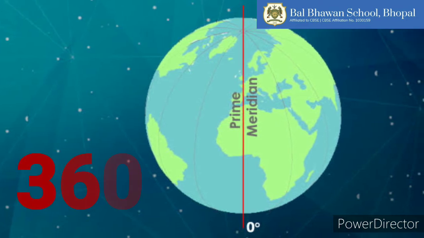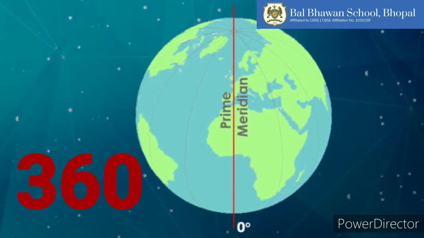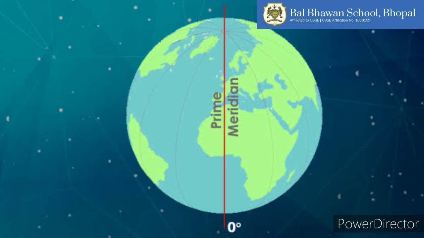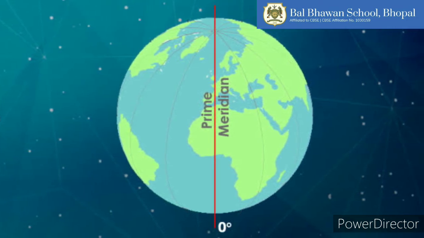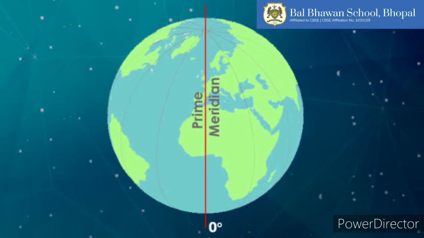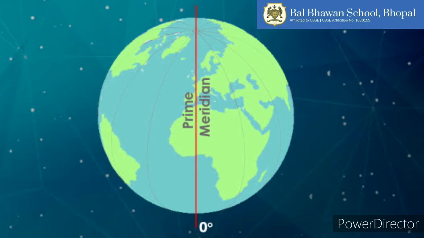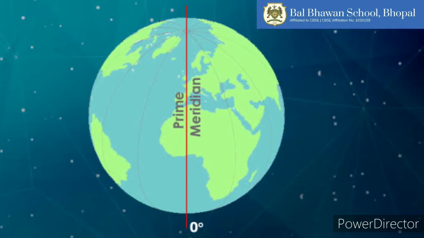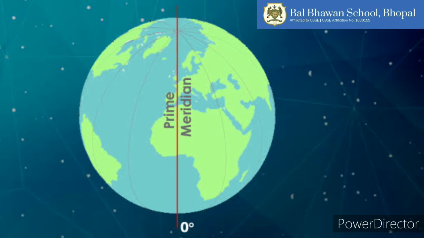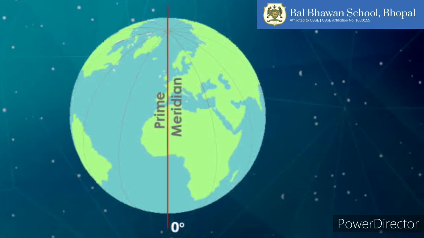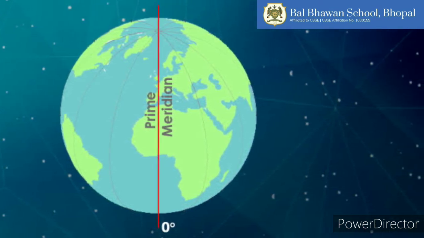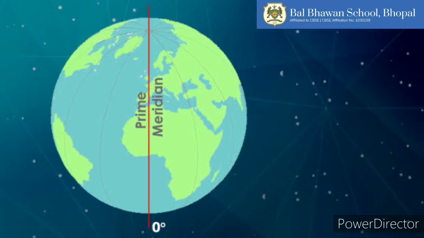360 meridians. How? Well, we have 180 meridians in the east of prime meridian, 180 degree in the west of prime meridian, and the meridian which is 180 degree east and 180 degree west is the same line, which makes the total as 360 degrees.